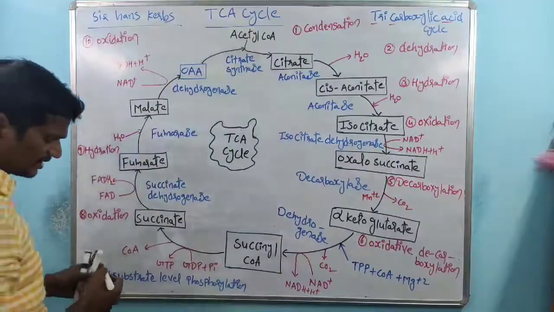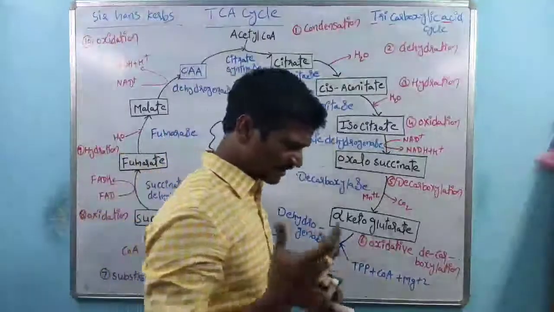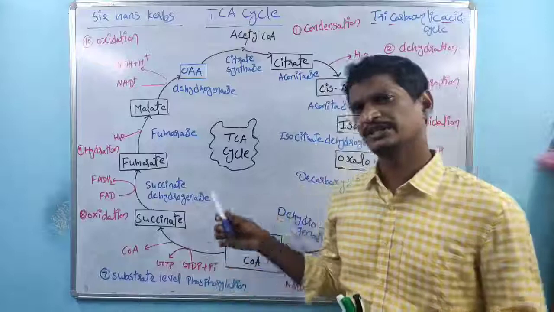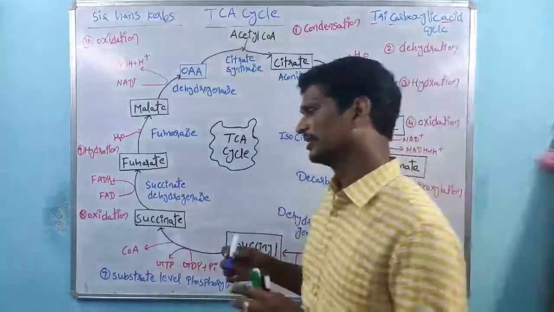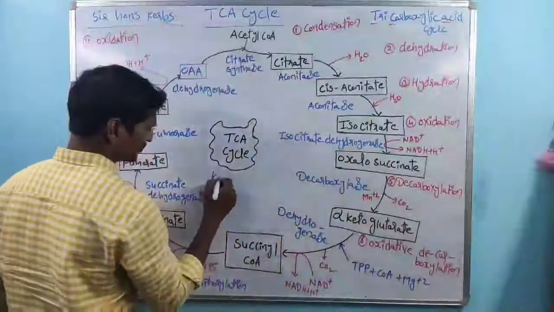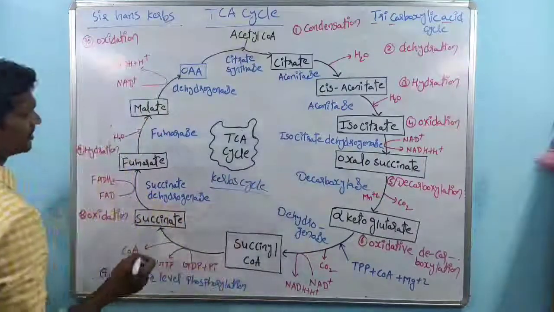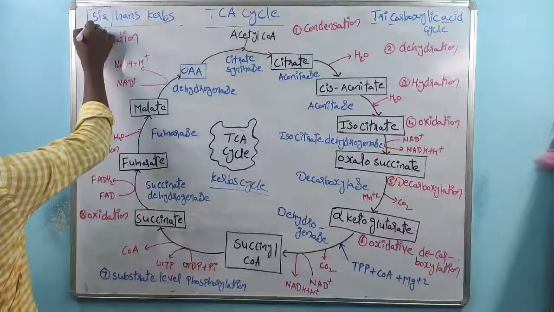The name of the scientist is Sir Hans Krebs. Remember, Sir is the respect word, and Hans Krebs is the scientist's name. That's the reason why the TCA cycle is also called the Krebs cycle. All of you remember, I already said this is one of the respected words.